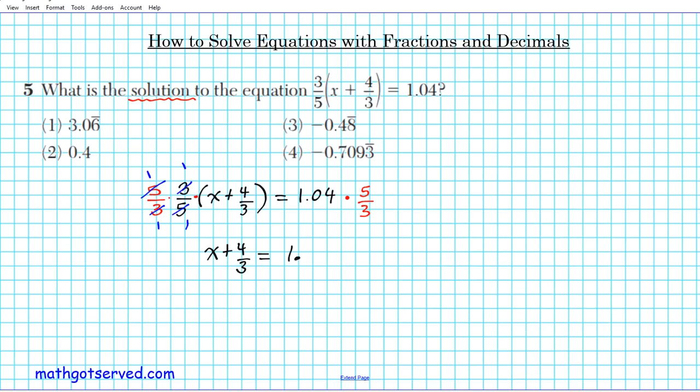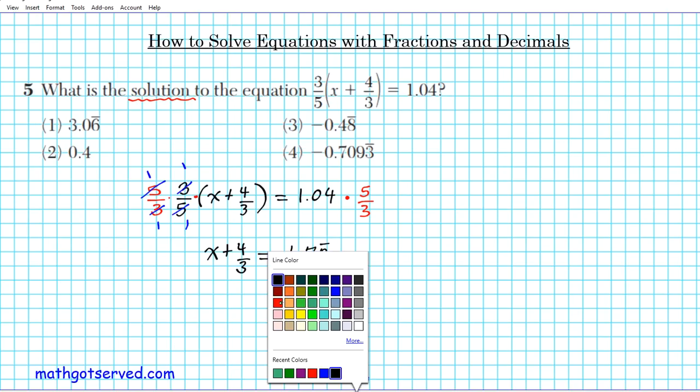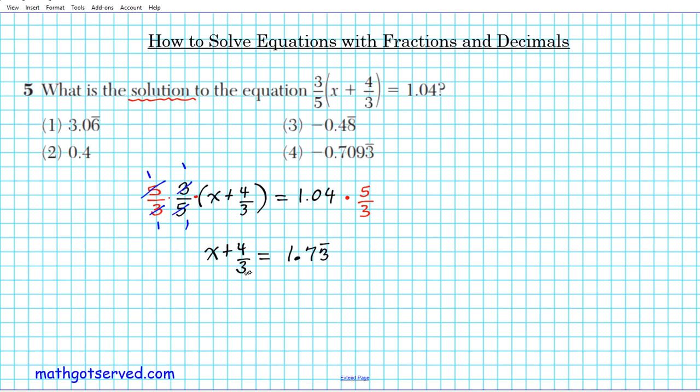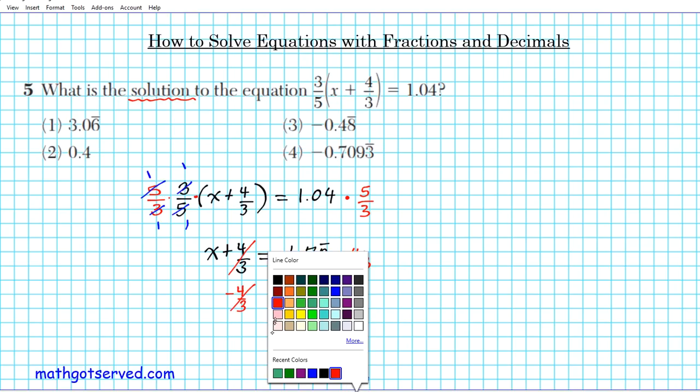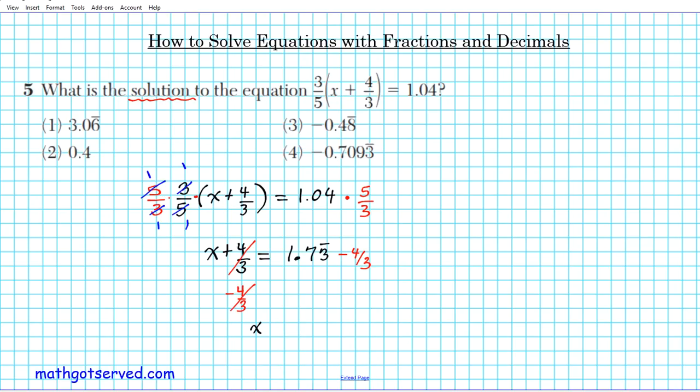Let's write that down: 1.73 repeating. Last step, we want to isolate x, so we need to get rid of plus 4 thirds. So we're going to use the inverse operation. The inverse of adding 4 thirds is to subtract 4 thirds from both sides of our equation. Plus 4 thirds minus 4 thirds add up to 0. On the left side, we are left with x equals.